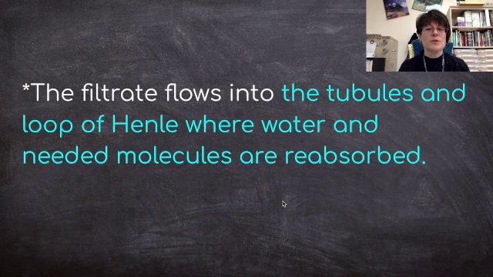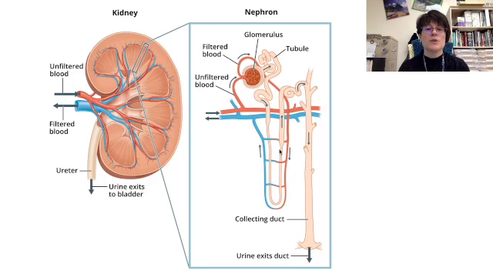The filtrate flows into the tubules in the loop of Henle, where water and needed molecules are reabsorbed. So this is actually the loop of Henle here. It flows down through here, and water is reabsorbed. Also salts. The kidneys are also really important for keeping the salt balance right in our bodies. And those go through there. A lot like, remember the large intestine reabsorbed water from the digestive system? That's its job as well.